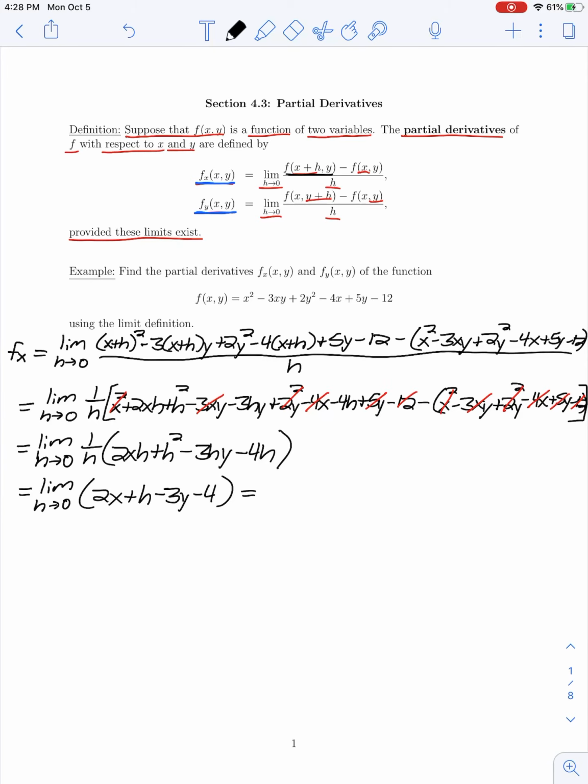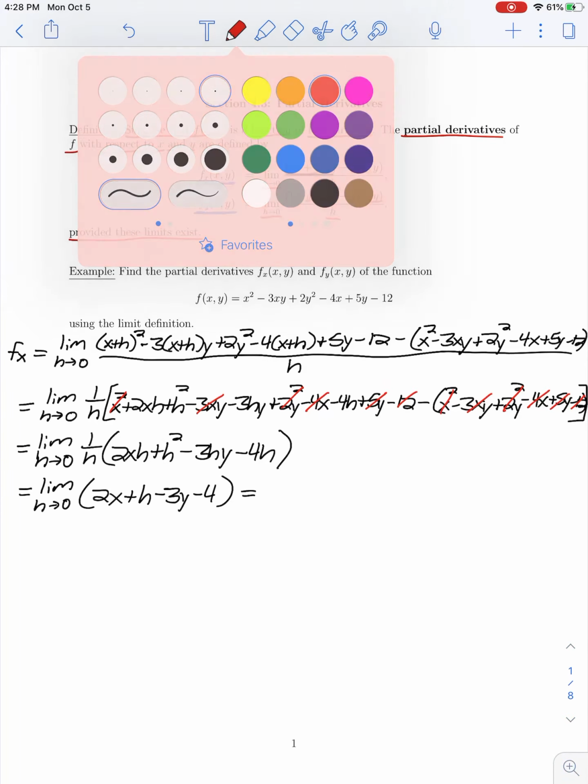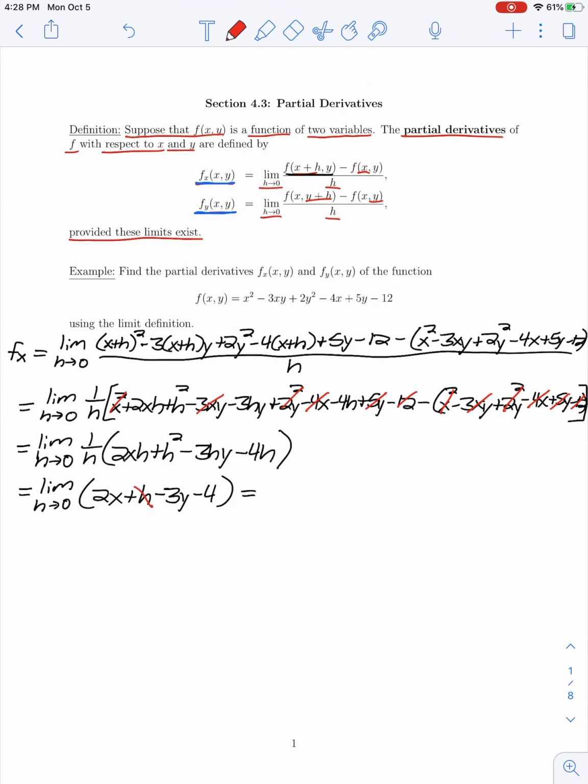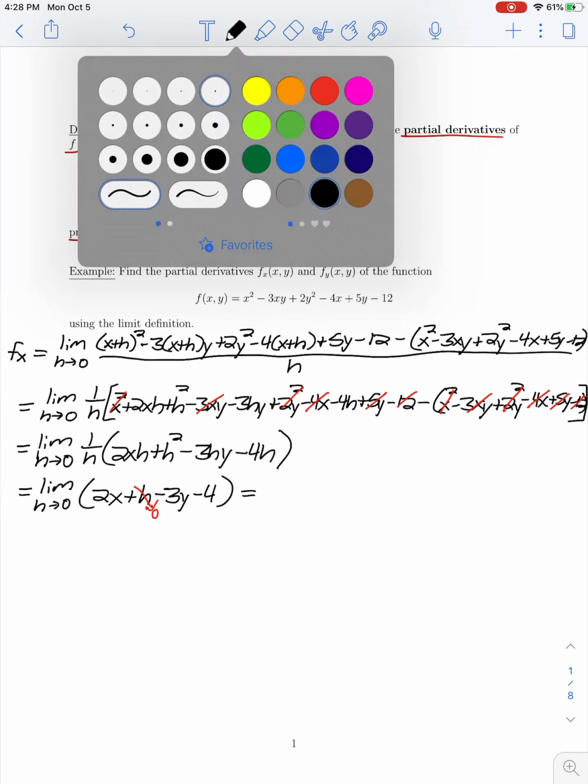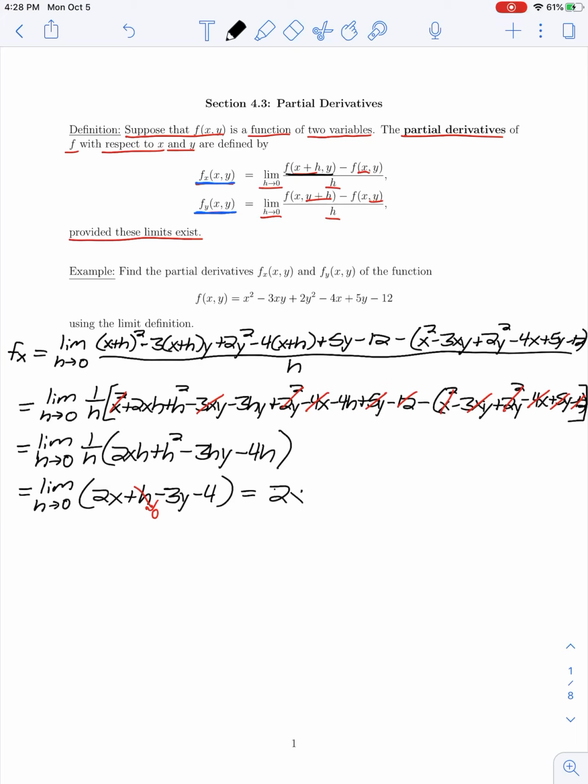So taking the limit as h approaches 0, well, this term involving h tends to 0, and we're left with the function 2x minus 3y minus 4. So this would be the partial derivative of our function f with respect to x.